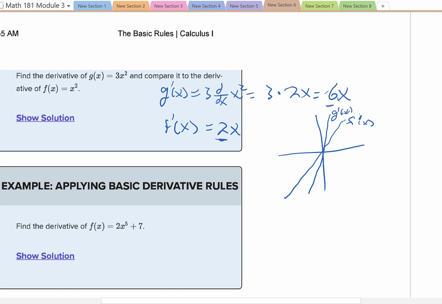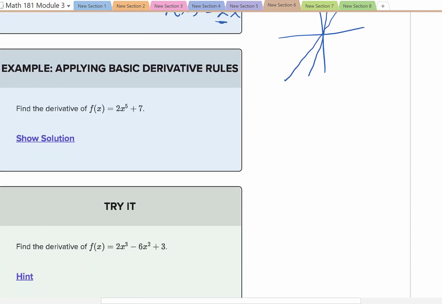Okay, let's apply it now. So f of x equals 2x to the 5th plus 7. So our f prime of x is going to be 2 times the derivative of x to the 5th, which is 5x to the 4th, and the derivative of 7 is 0. So this is 10x to the 4th.